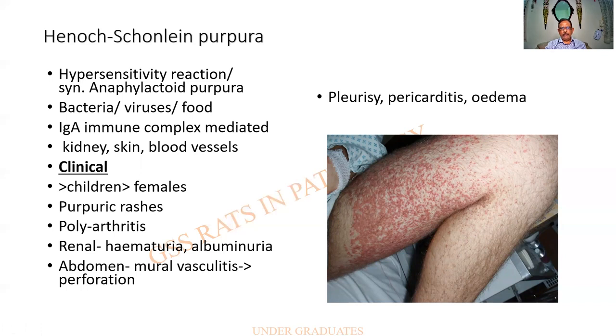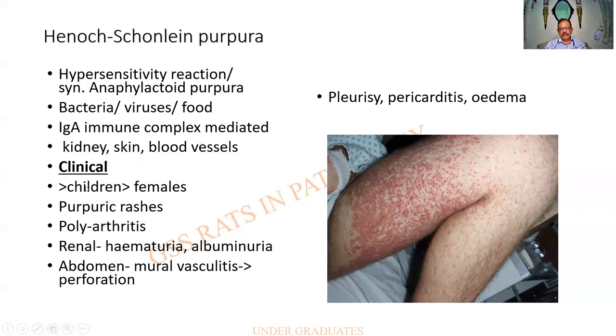anaphylactoid purpura. It can be because of any of the external agents such as bacteria, viruses, food, etc., to which IgA antibodies are formed. And then there is an immune complex which gets attached and it leads to fibrinoid necrosis. This can be in the kidney, in the skin, and in the blood vessels as such.